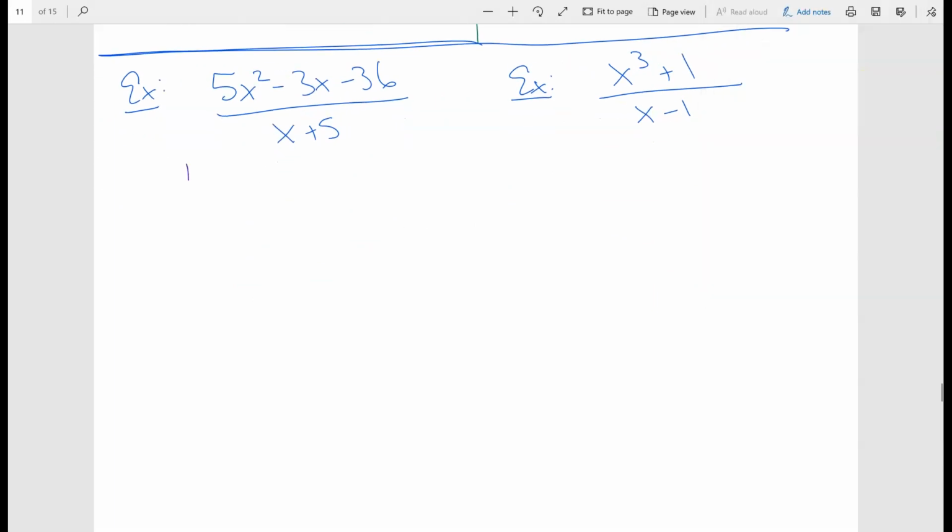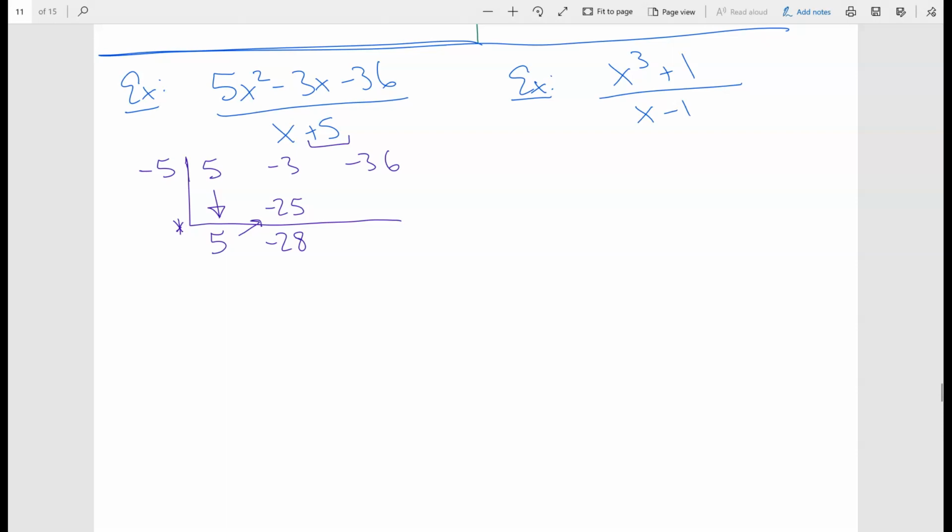We're going to start off by drawing this thing upside down. We're going to write down all the coefficients. We're going to write the 5, the negative 3, and the negative 36. Notice that there's no missing terms in here. Okay. Then on the outside, we're going to change the sign of this guy to a negative 5. Bring down the 5 first. You're going to get a 5. And then we're going to multiply it. That's going to give me negative 25. So this guy is just going to give me negative 28.